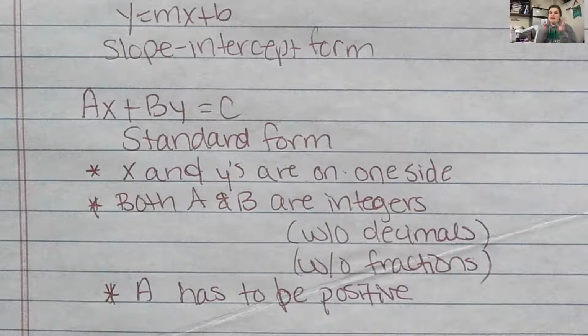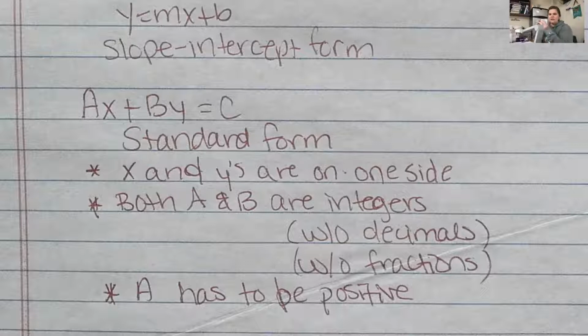Okay, so standard form, what you need to take away from there is that all of your X's and Y's are on one side and your numbers on the other. In addition to that, your A and your B, so the number in front of the X, the number in front of the Y, are both integers. Now, if you can't remember what an integer means, that just means that it's a positive or negative number without a decimal. Okay, so I can't have fractions, can't have decimals. Okay, and then one last thing, the number in front of the X, which is the A, has to be positive.